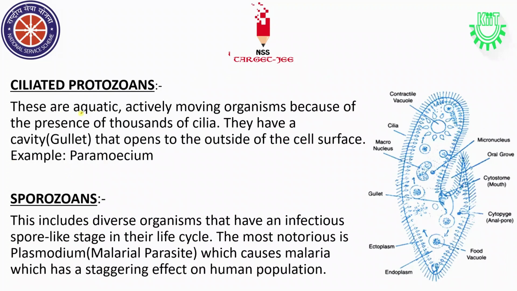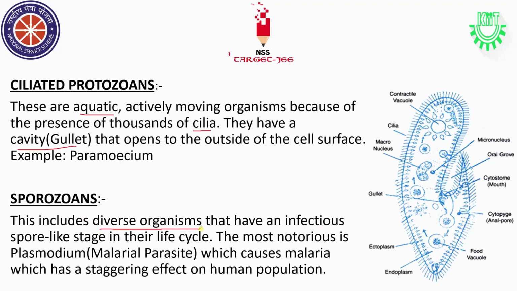Ciliated protozoans. These are aquatic, actively moving organisms because of the presence of thousands of cilia. Cilia are hair-like structures on their outer surface. They have a cavity or gullet that opens to the outside of the cell surface.